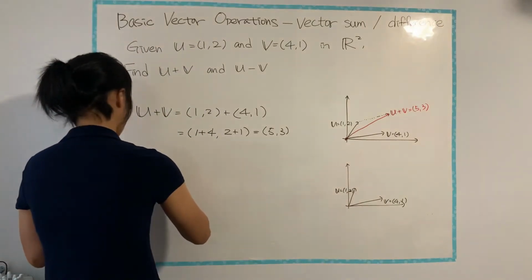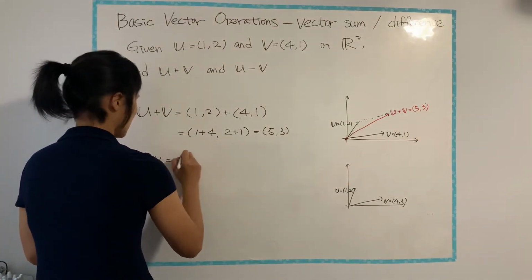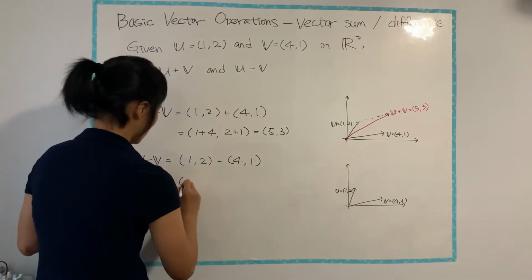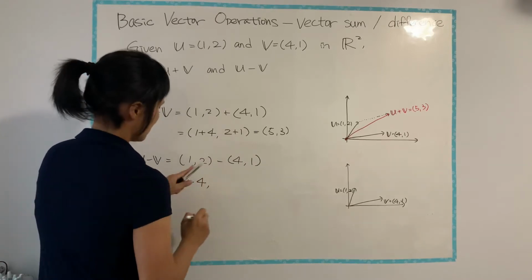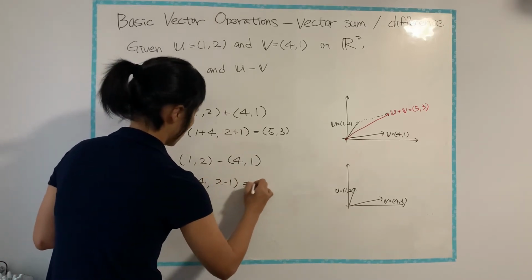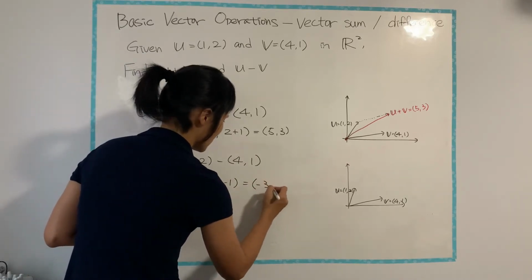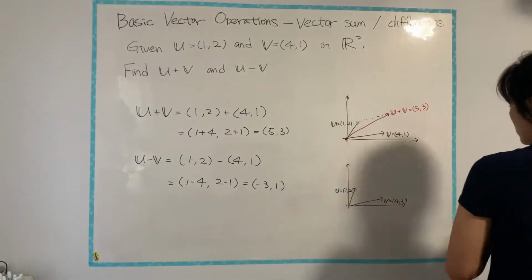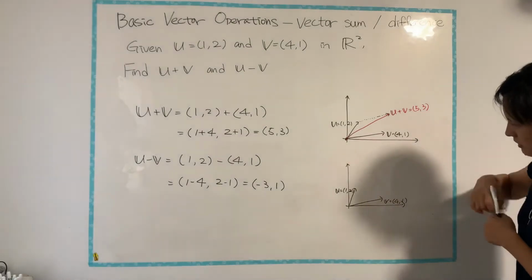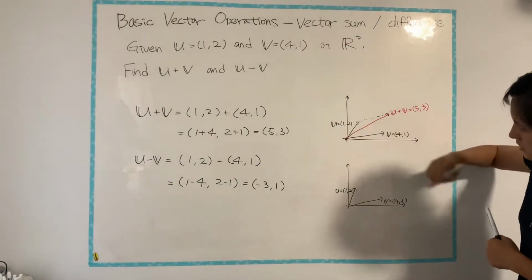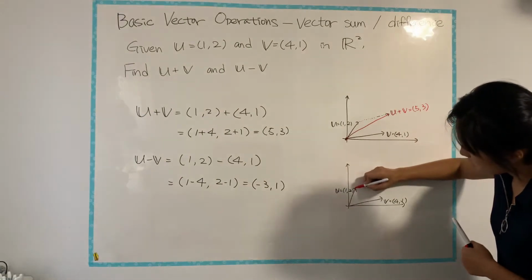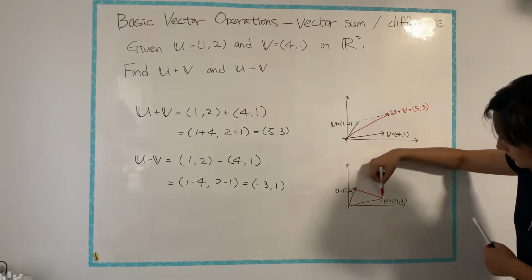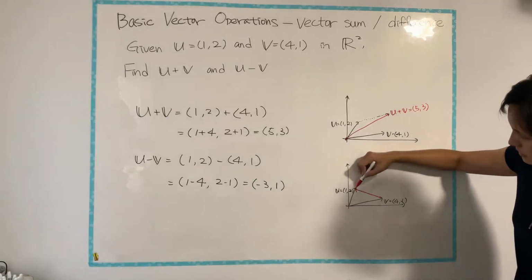To find vector u minus v, now I do 1 minus 4 and 2 minus 1. So what do I have? I have minus 3, 1. What does it look like on the picture? So it's actually a vector that represents the vector going from the tip of v to the tip of u.